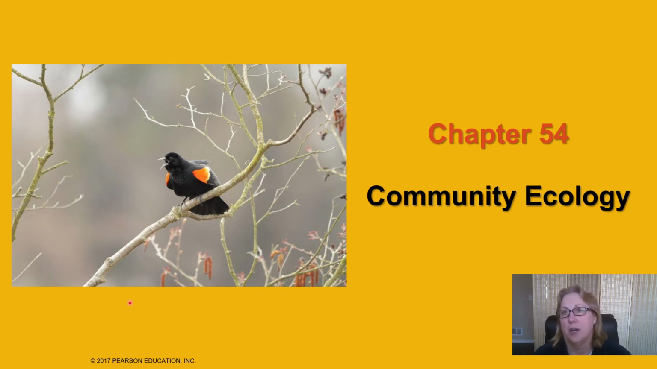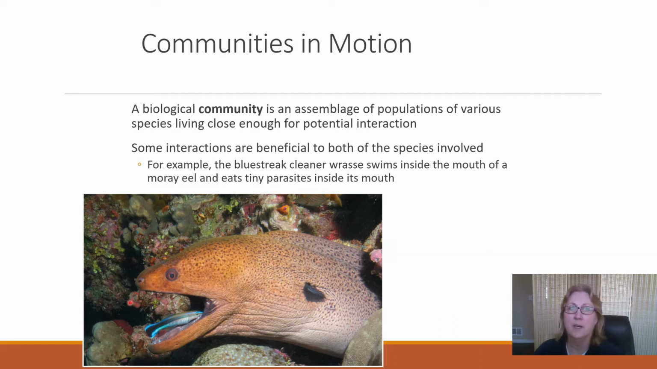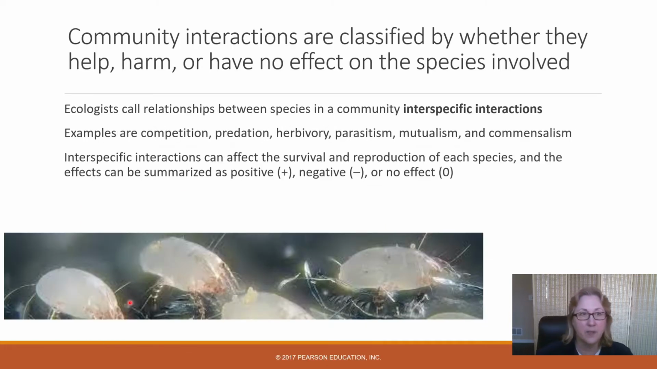All right, let's talk about communities within ecosystems. So a community is a group of populations. Remember, a population is one species, but if you have multiple species that are interacting with each other or could potentially interact because they are living in close proximity, then that's a community. And there could be several communities within a single ecosystem.